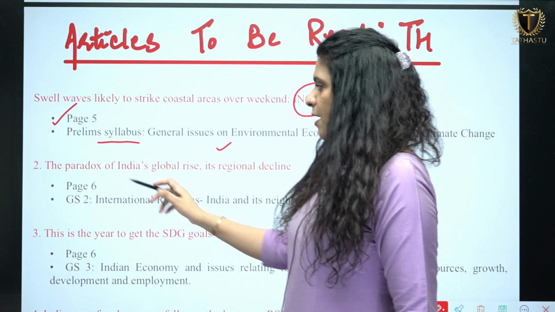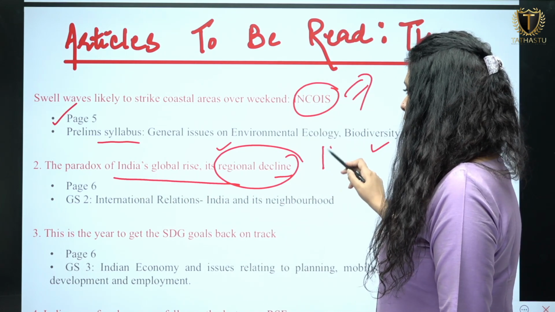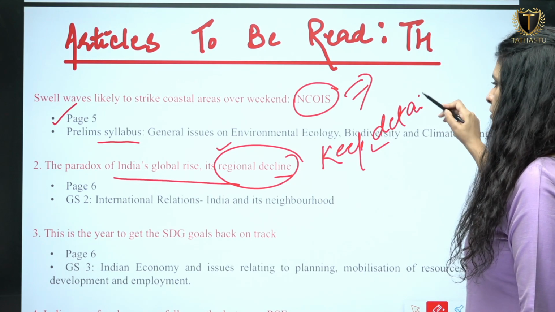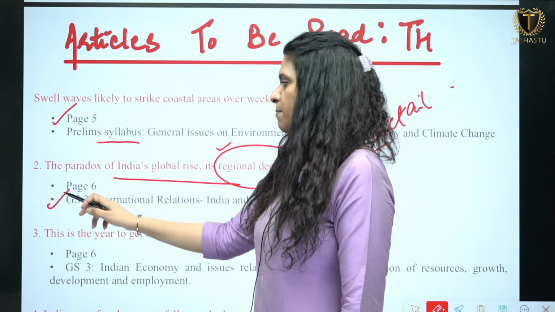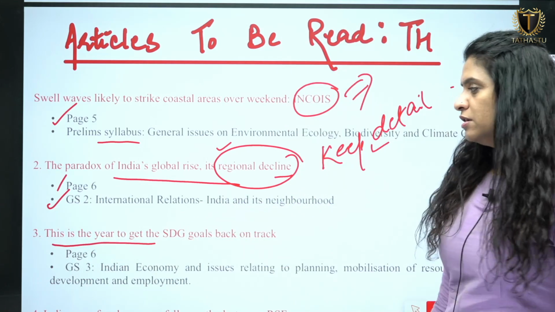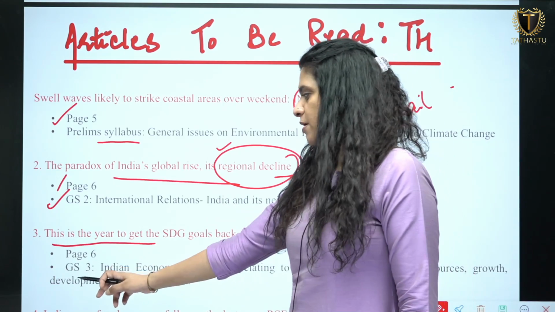The second article, Paradox of India's global rise, its regional decline. Let's keep it on hold. We will be taking it in detail. This is important for international relations, paper 2, page number 6. Then the third article that you need to cover is The year to get the SDG goals back on track, page number 6, GS paper 3.